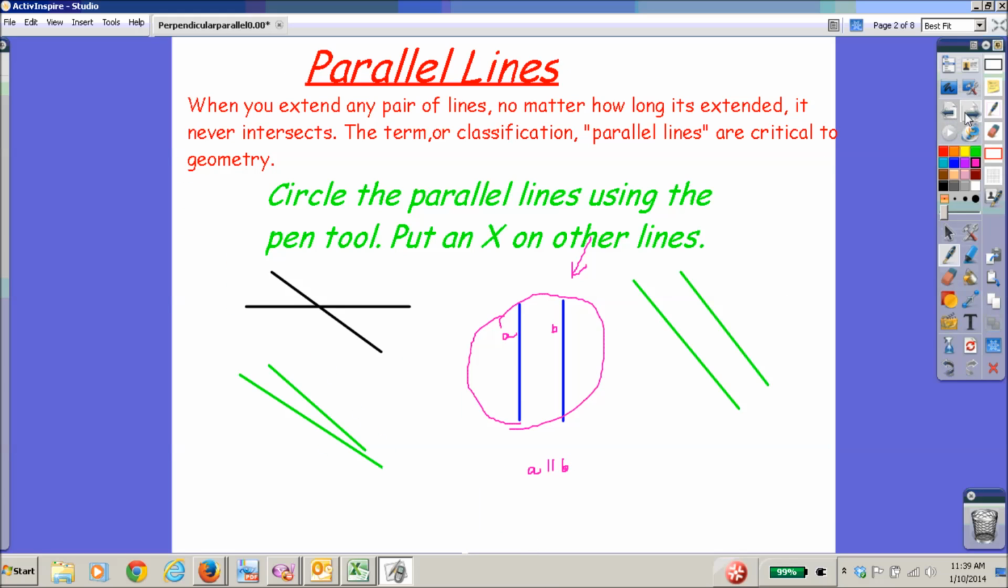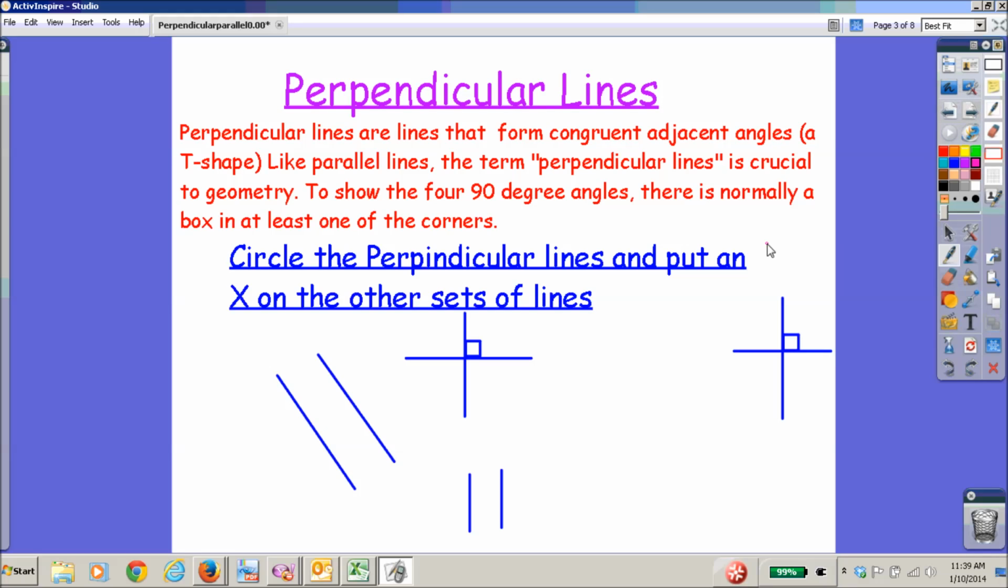It's kind of cute. Perpendicular lines are any lines that form a 90-degree angle when they intersect. For example, these are perpendicular lines, these are perpendicular lines, these are not. This one looks parallel, but this one may or may not be parallel. It's hard to tell, but they definitely are not going to intersect at a 90.